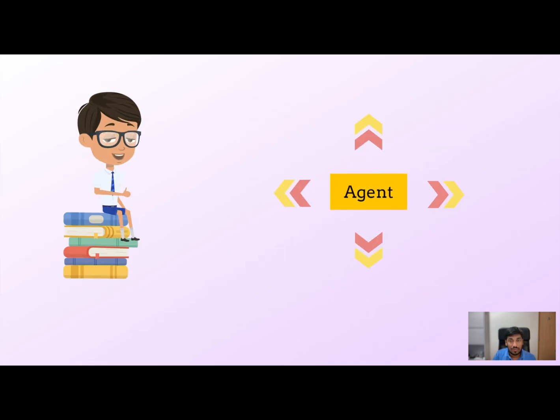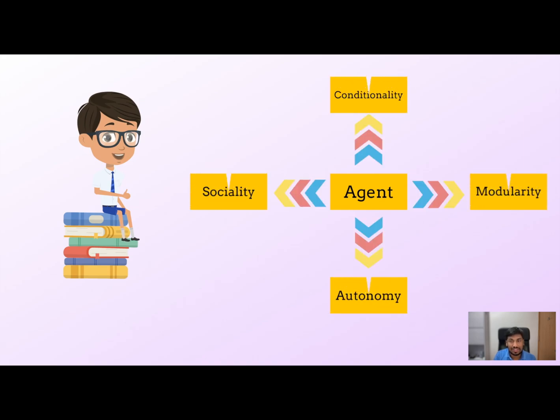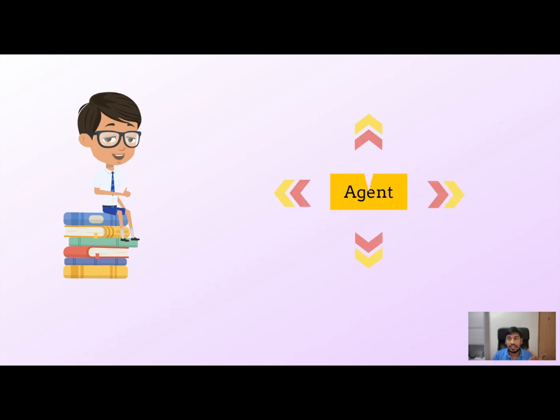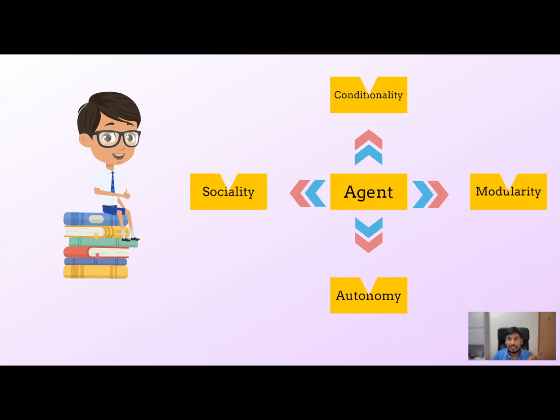Now, what are agents? We have identified rock, paper, scissors as three different agents, but what are the core functionalities of agents? Agents need to have four major characteristics. One is autonomy, second is modularity, third is conditionality, and fourth is sociality. I will go into a little more detail about each one of these.